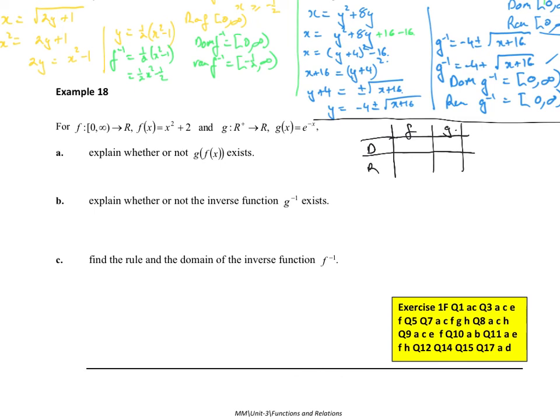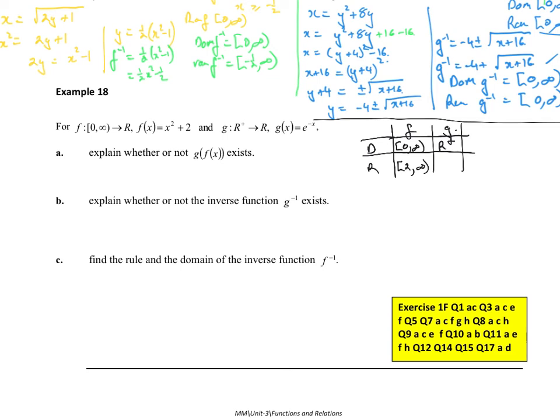So for f, I've got the domain is from 0 to infinity. The domain of g is, I've done the order slightly different, haven't I? The domain of g is R plus. What about ranges? The range of f. So we've got x squared plus 2. So at x equal to 0, we've got y is equal to 2. And everything increases from there.